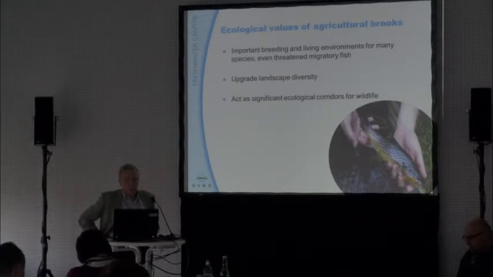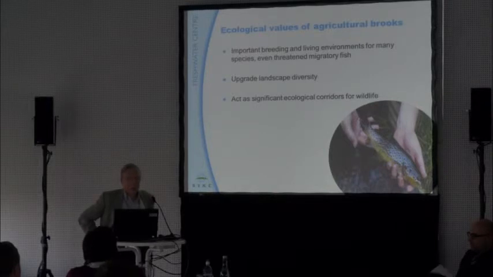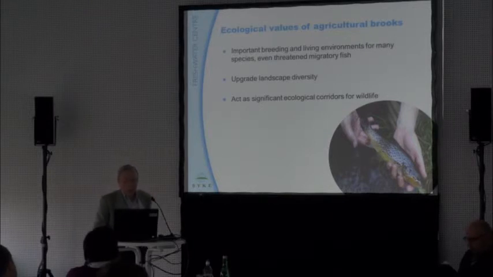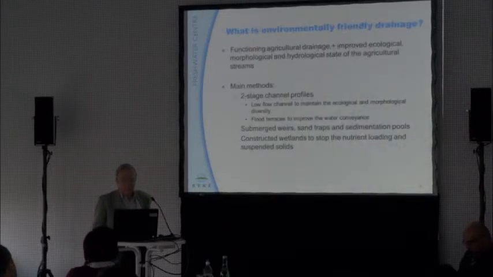They are important breeding and living environments for many species, even for trouts, especially trouts that are migratory fish. Even sea-migrating trouts are living in these agricultural brooks, and they are really vulnerable in the Baltic Sea region. These agricultural brooks upgrade landscape diversity in agricultural areas that are monotonous, and they serve as ecological corridors for wildlife also. So what is environmentally friendly drainage?